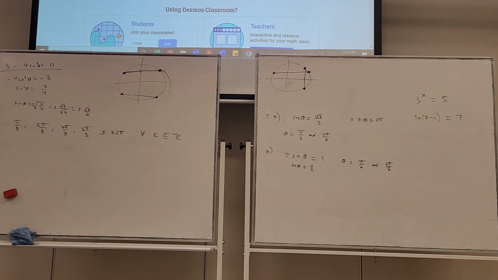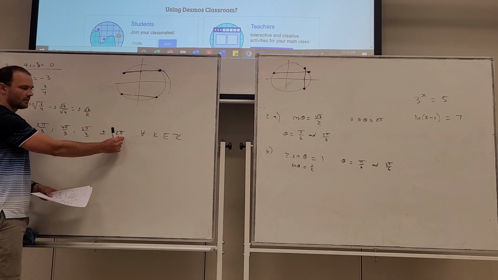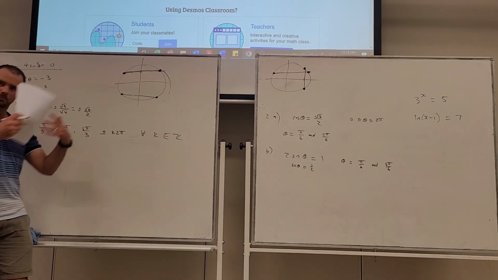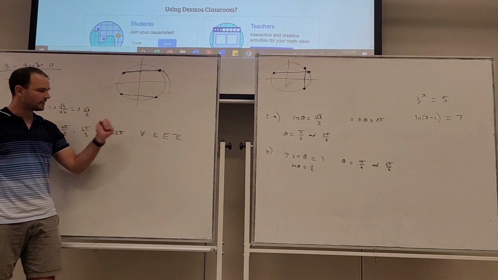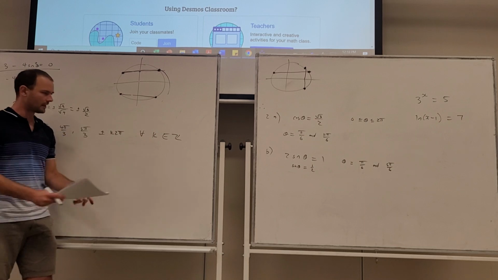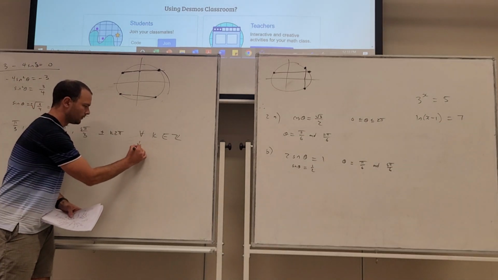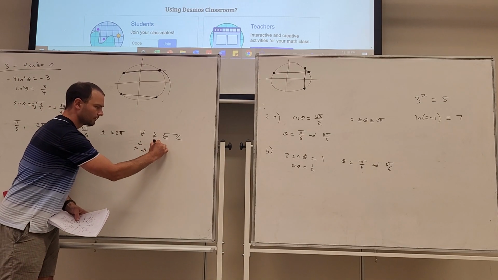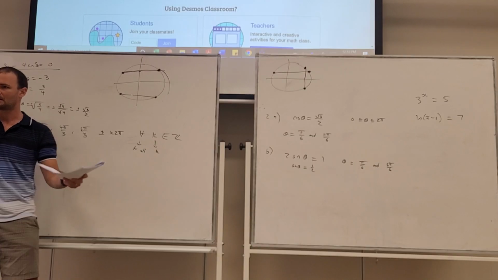So I'll break down what that means exactly. This is mathematical notation. Plus or minus k times 2 pi. So plus or minus multiples of 2 pi, provided for all, that's what that symbol means, for all k some values.